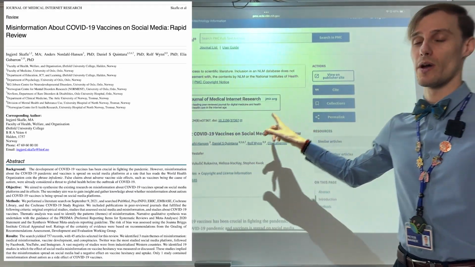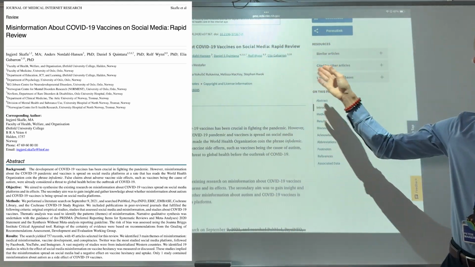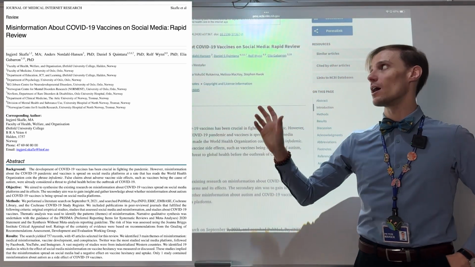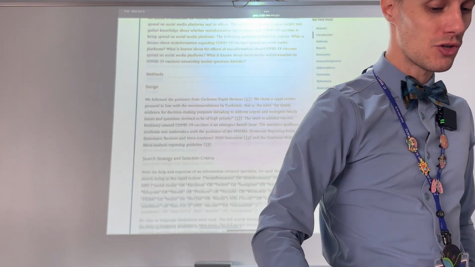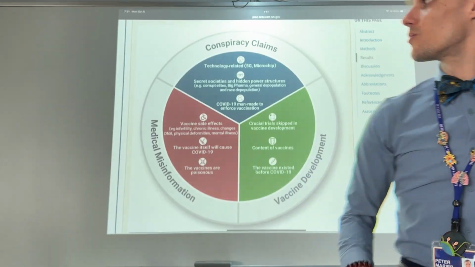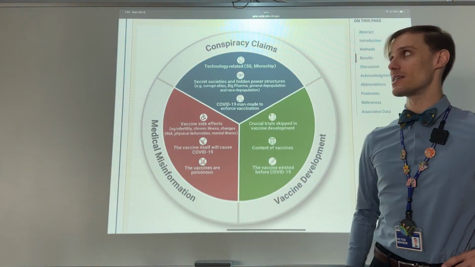Another study that I think is quite interesting is this one, where they did a meta-analysis looking at what is the role of social media on misinformation. And this study is a really interesting one that I would recommend you read. So these are the types of misinformation that they found regarding the COVID-19 vaccine.